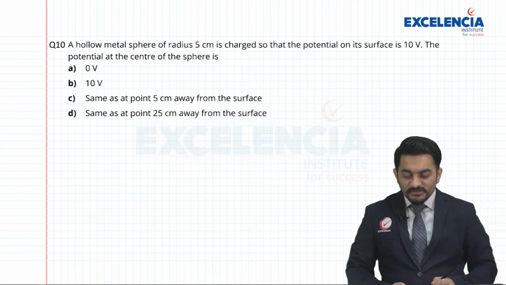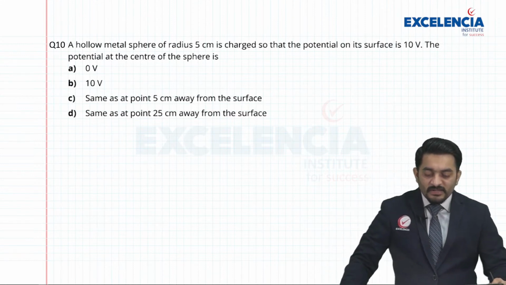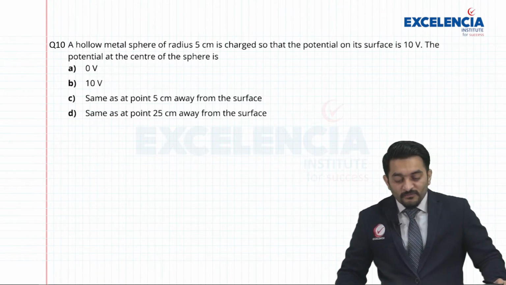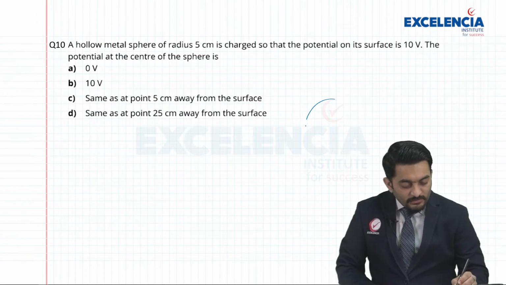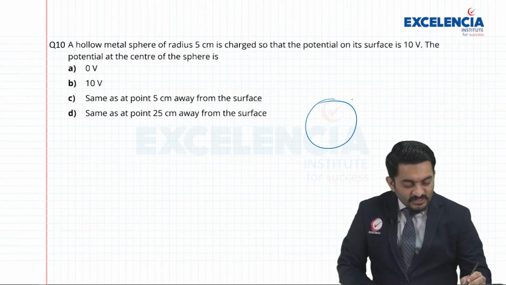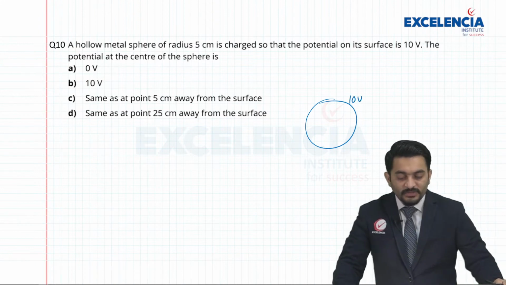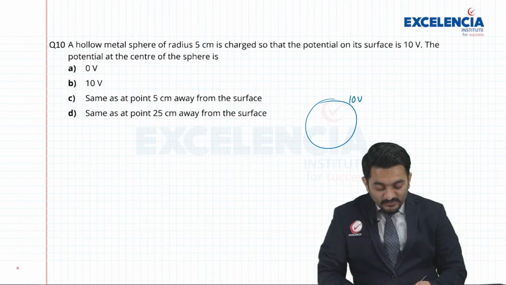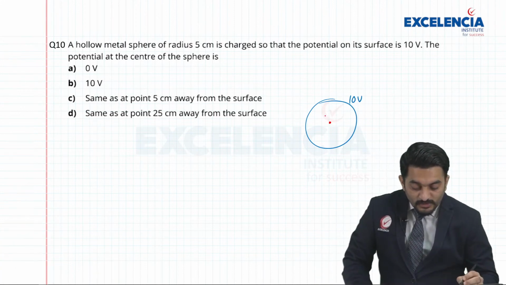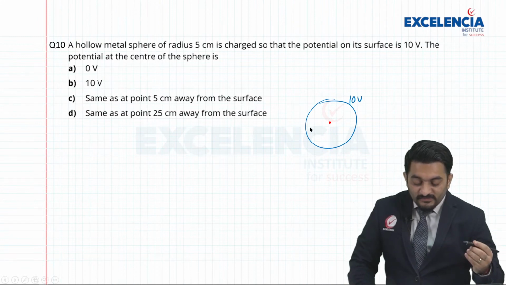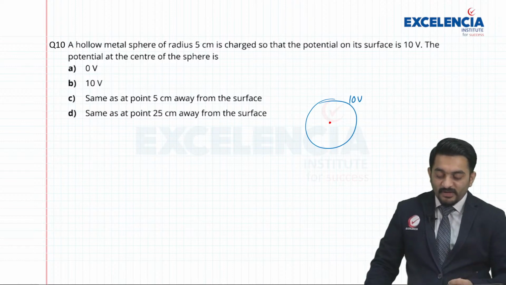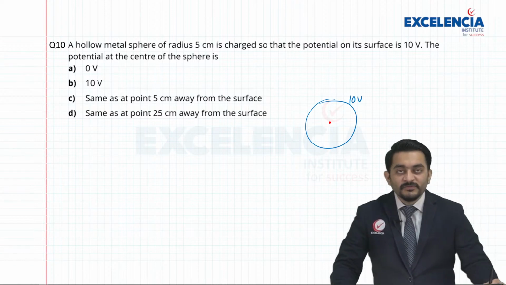The next question is about a hollow metal sphere of radius 5 cm which is charged so that the potential on its surface is 10 volt. Let me draw a hollow sphere. It has been charged, so there is 10 volt potential on it. The question is, what is going to happen at the center of the sphere? The options say the center of the sphere is 0 volt, 10 volt, same as at 0.5 centimeter away, same as 0.25 centimeter away from the surface.